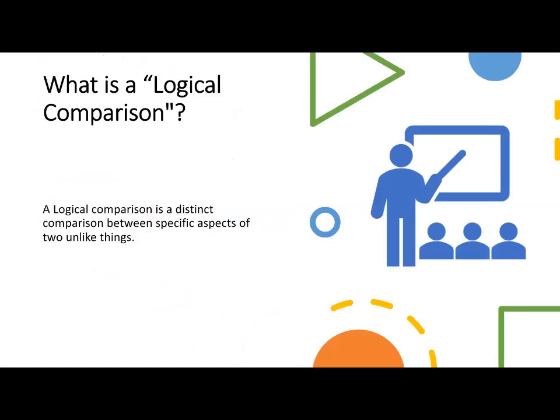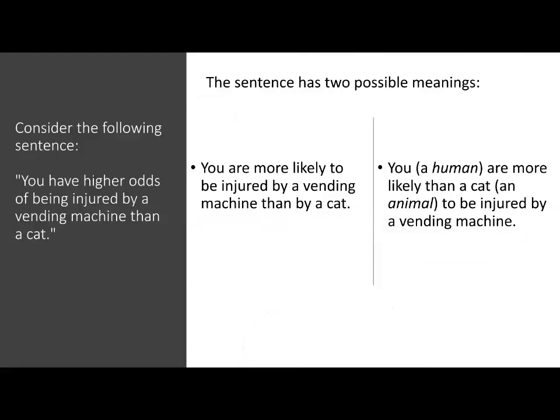Let's see. The logical comparison is a distinct comparison between specific aspects of two unlike things. And that still seems very confusing and more unsure. So let's look at some examples here. Consider the following sentence. You have higher odds of being injured by a vending machine than a cat. Now there's two things that this sentence could mean. It could mean that you're more likely to be injured by a vending machine than by a cat, or it could mean that you are more likely than a cat to be injured by a vending machine.